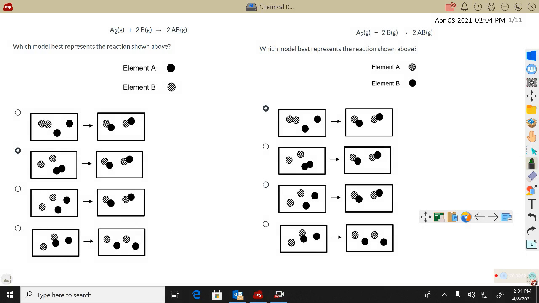Here's the summative assessment on chemical reactions. Often these questions had two versions, so you've got one of them, and then the other one is a really good practice question if you're considering a retake.